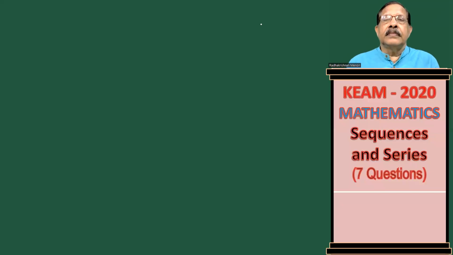Hi students, in today's video, I'll be solving questions from the chapter Sequences and Series, which was asked in 2020. 7 questions were asked. Generally, the number of questions in the Keam examination from this chapter varies between 5 and 7. Okay, let us solve the questions.